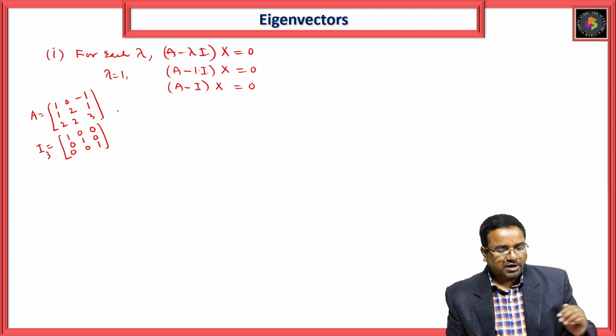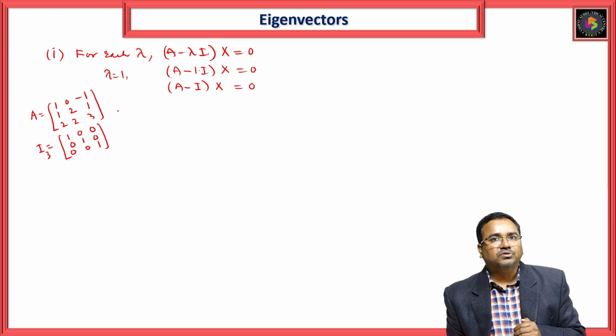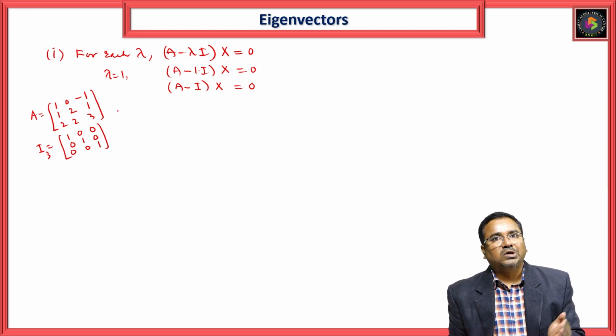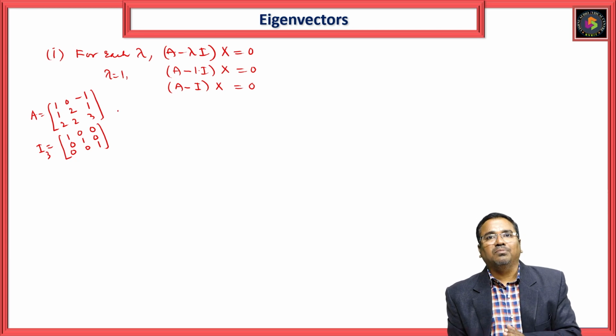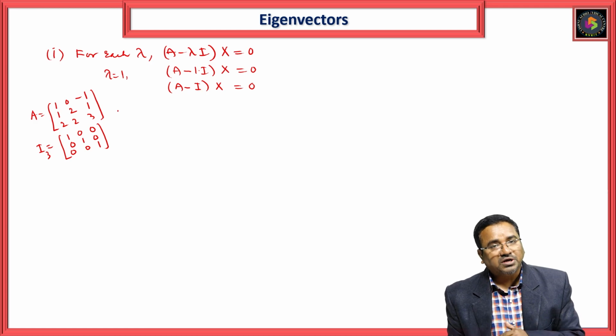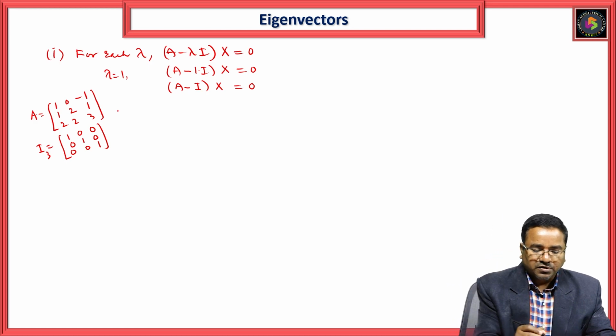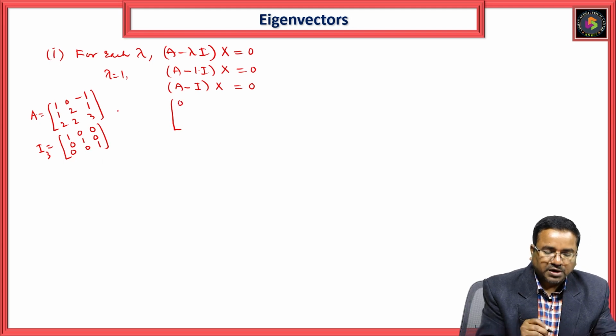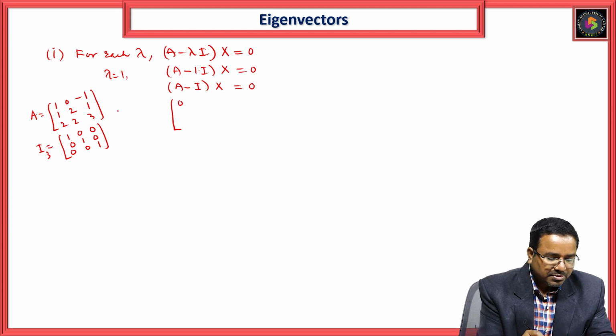Now just subtract A minus I. What you observe here is that the impact is only on the diagonals, so the remaining entries of A stay the same. Simply subtract 1 from the diagonal, and we get A minus I. So 1 minus 1 is 0 on the diagonal, the non-diagonal elements are the same, 0 and minus 1, and this diagonal is 2 minus 1, which is 1.